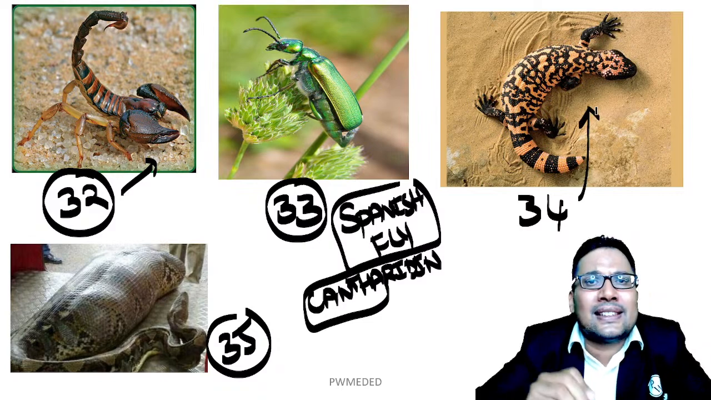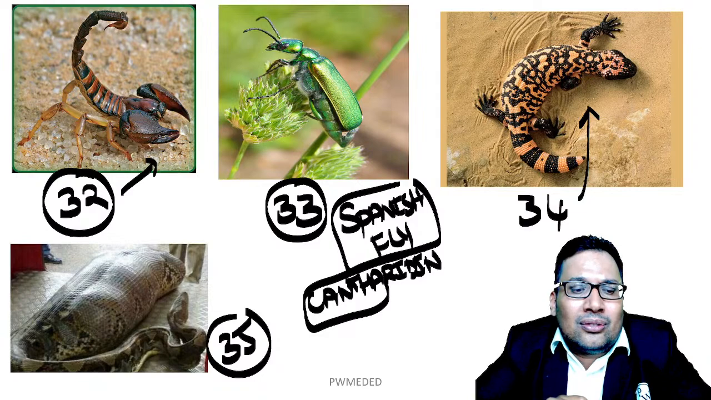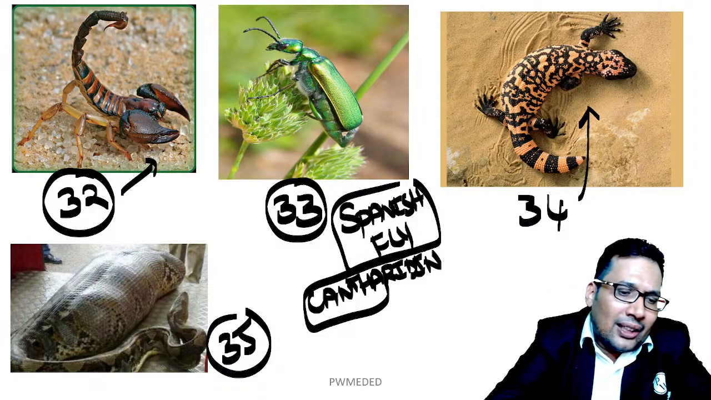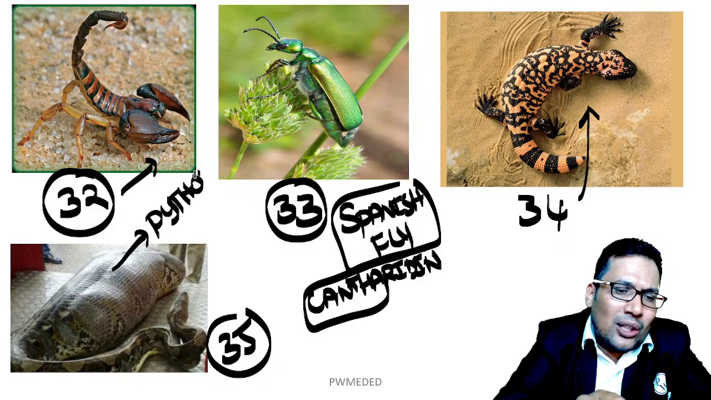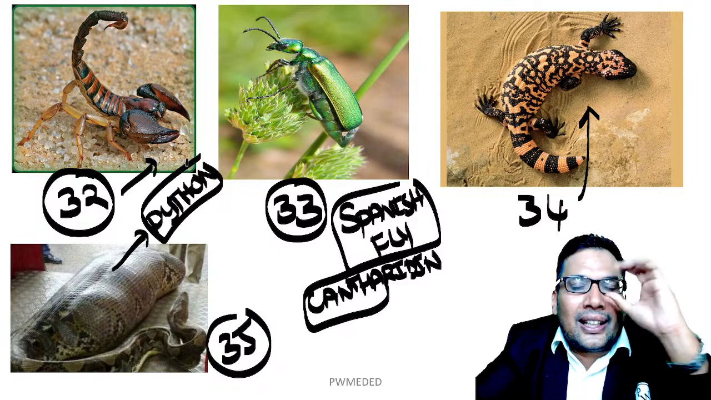34 is the poisonous lizard known as the Gila monster. And 35 is the python. What is the cause of death in python? Your answer should be traumatic asphyxia.